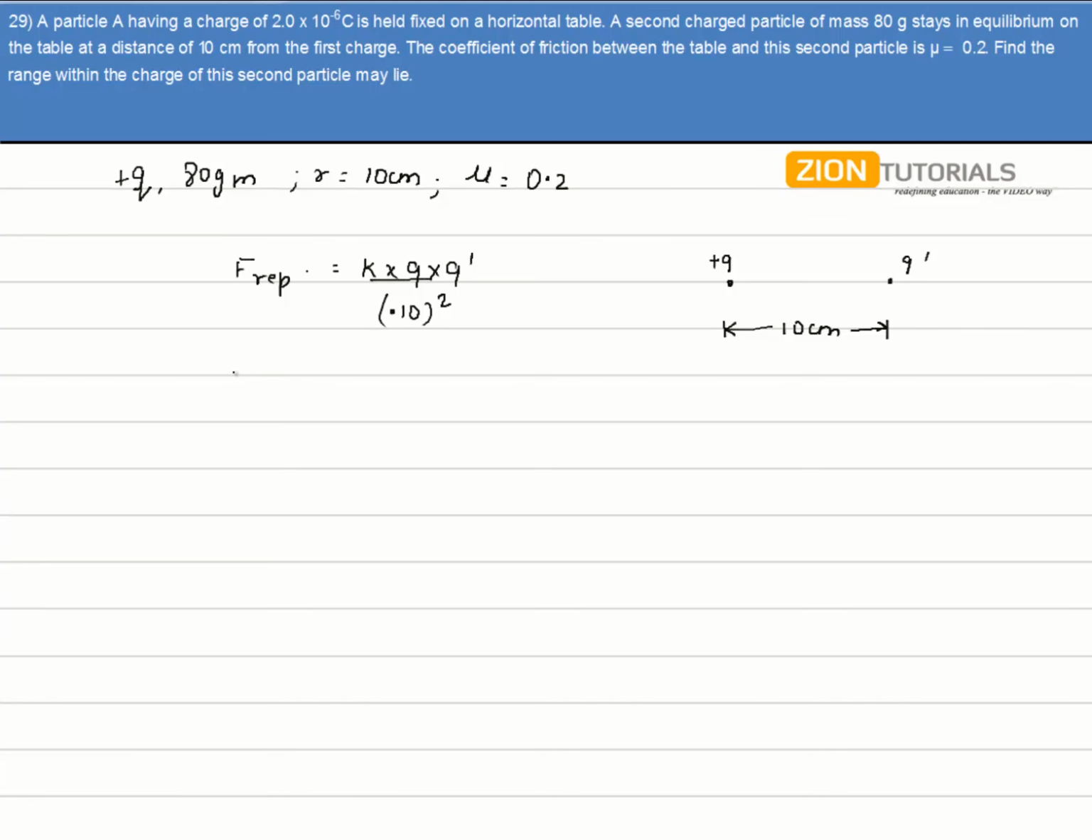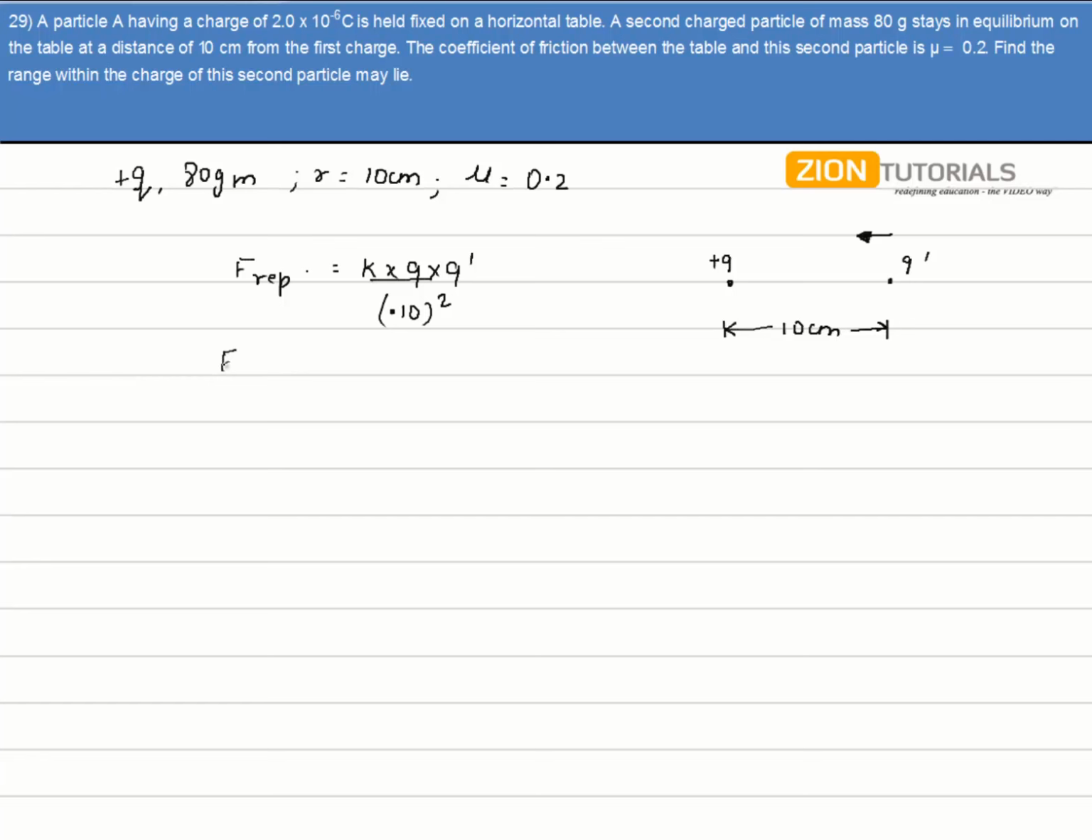Now this force has to be equated to the frictional force, because in the question it is clearly mentioned that the charge Q dash is in equilibrium position. It means that the net force acting on the charge Q dash is equal to 0. If the repulsive force is acting on the charge Q dash, then there has to be an equal and opposite force so that the charge can be in equilibrium, and this opposing force will be the frictional force.